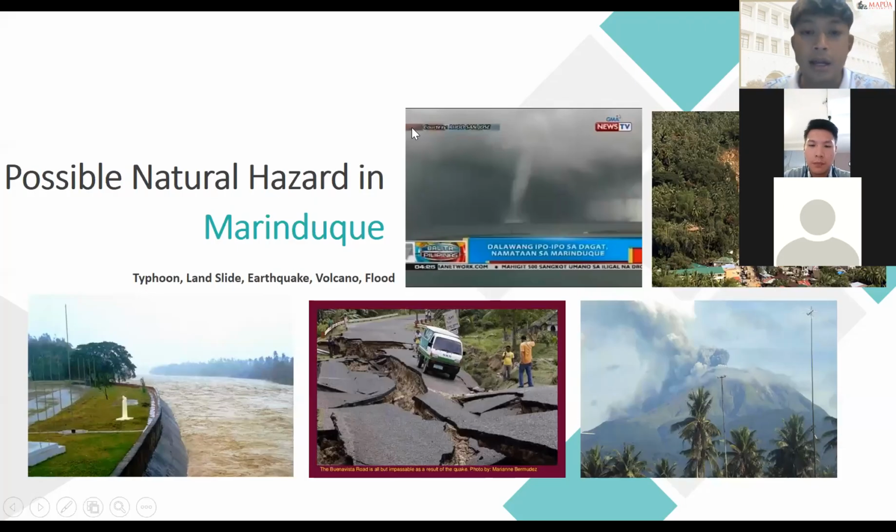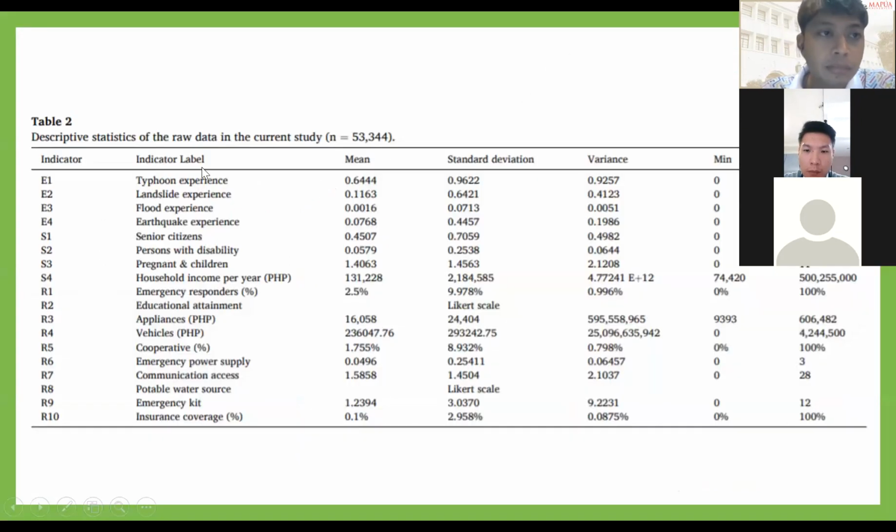Okay. This is actually one island in the Philippines. I've been to this island 6 times, I think, because of the project. We call it Marinduque, and it faces so many natural hazards. But the main one is the typhoon. Typhoon, landslide, earthquake, flood, and then volcanic eruption, and so on.